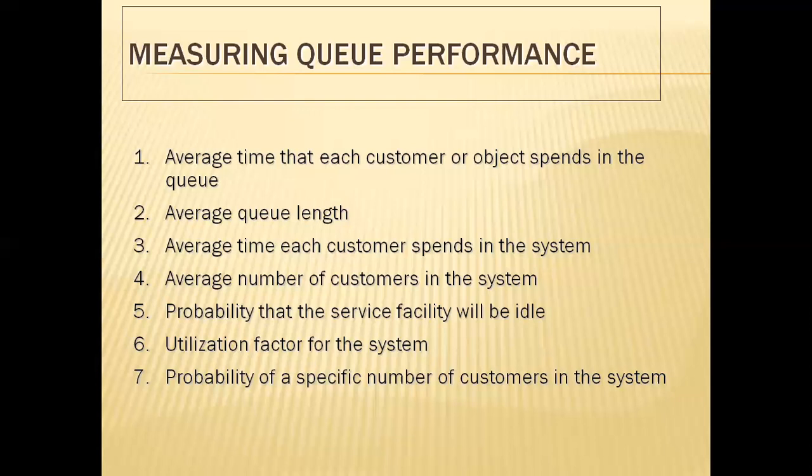If there are no customers, obviously the channel needs to stay in an idle mode without performing any activity. Because if there are no customers, no service is required, so they will not approach the channel, and hence the channel exists without any particular task. Next is the utilization factor for the system, which is nothing but the resource capability. Next is the probability of a specific number of customers in the system. The specific number of customers may have a limitation or may not be a limited number.